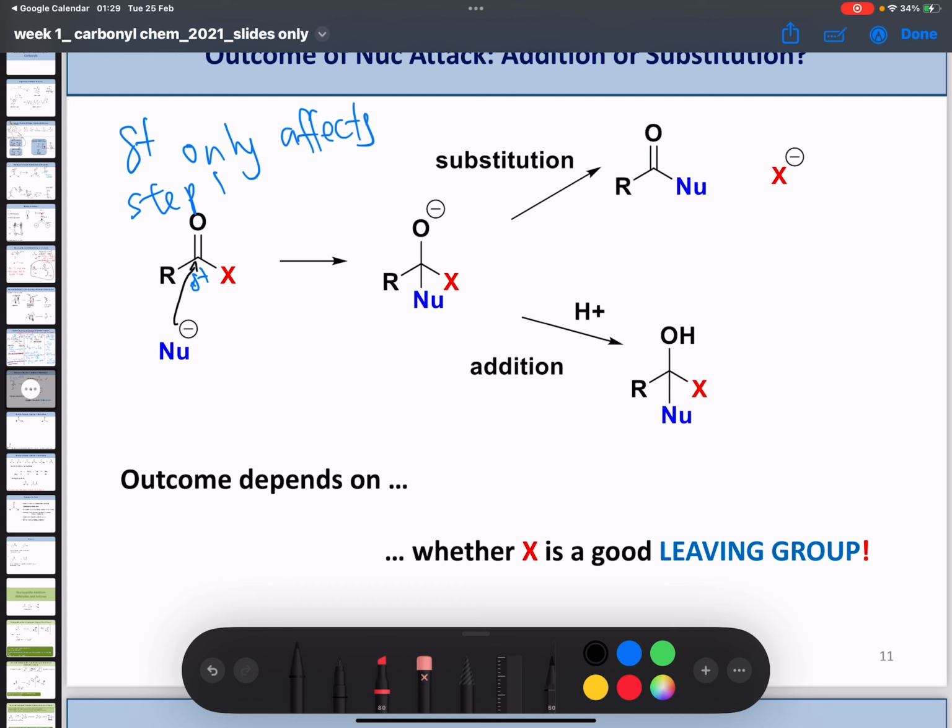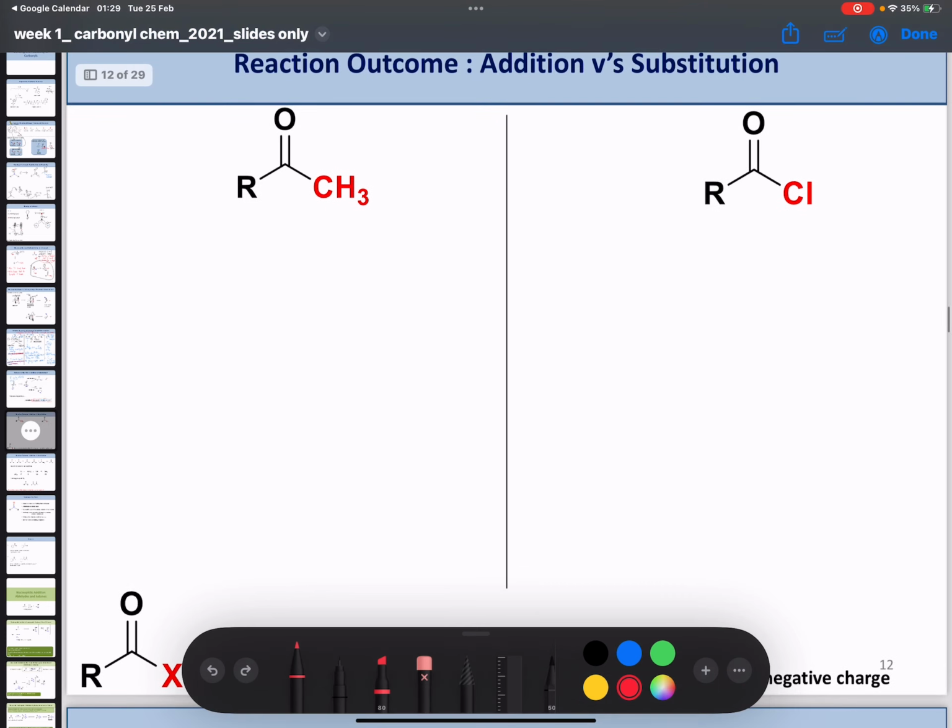Then once this is formed, it actually depends on X being a good leaving group, right? If that happens, then you can get substitution. If this X is a bad leaving group, then it's not favorable for it to leave, so they'll both just stay there. Okay, great. So let's move on.